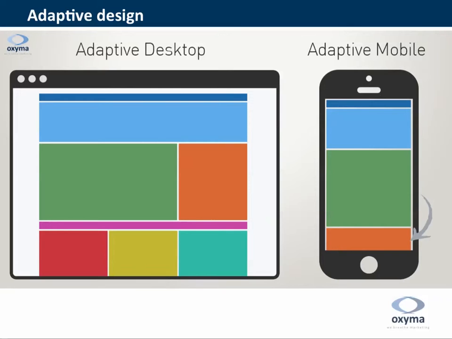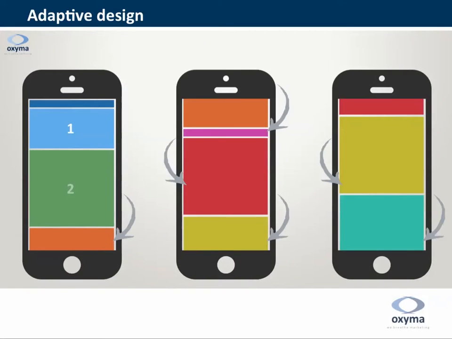Now with adaptive design, we start moving to a more interesting web design. This is created using media queries, which will put the design under itself within the mobile device. You can see here there's 7 blocks on the desktop version, and on the mobile version it will literally just put everything under each other without any content loss.